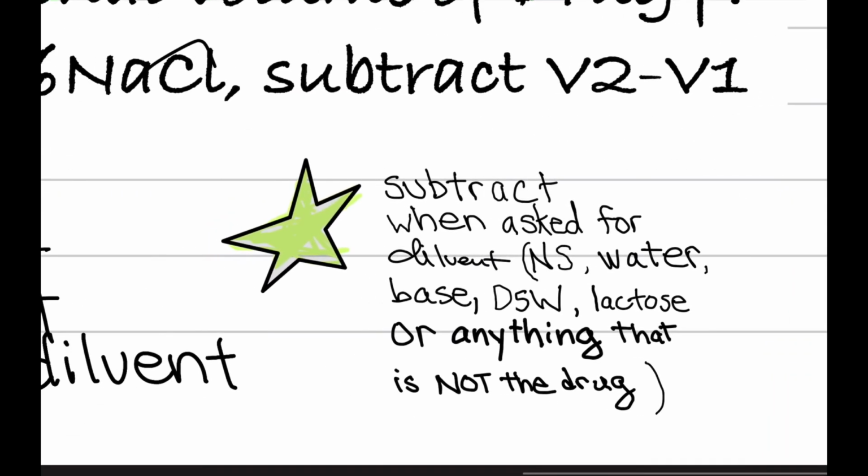So the trick is, when we're using the C1V1 formula and we are asked for diluent, if we're asked for any of these terms, we know to subtract V2 minus V1. Normal saline, water, base, D5W, lactose, or anything that is not the drug.